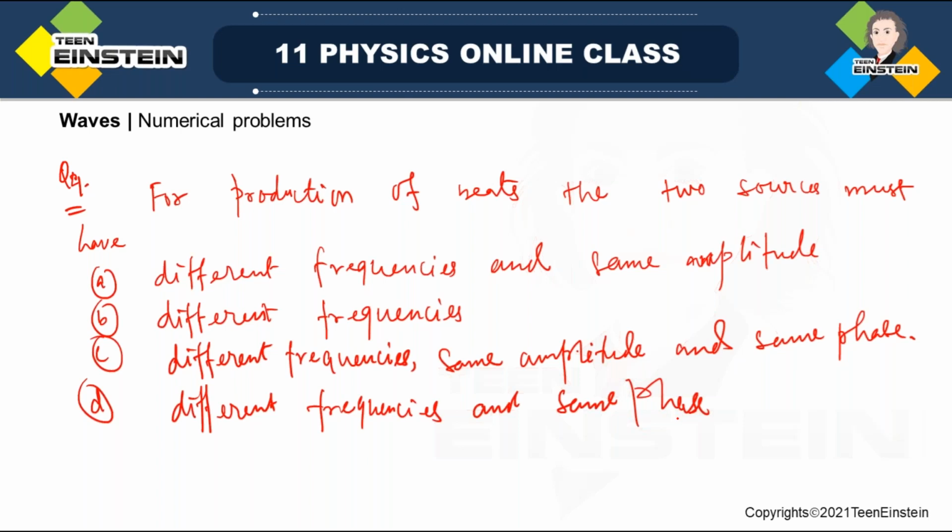So what is the answer? The answer will be option B, different frequencies. Amplitude may be the same, but phase must not necessarily be the same. So it is not actually required for the production of beats. What you need is simply a difference in the frequencies of the waves.